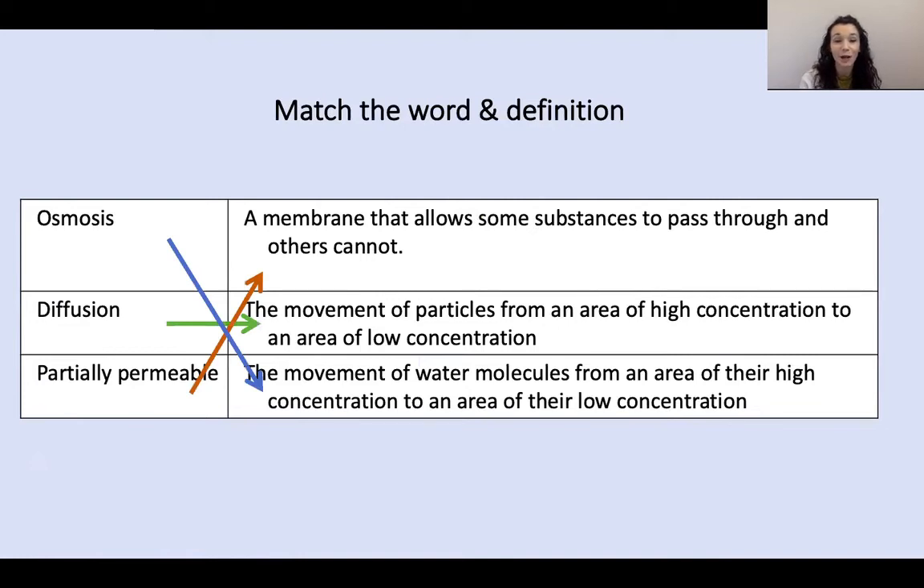Fantastic, well done. So osmosis is the movement of water molecules from an area of their high concentration to an area of their low concentration. Diffusion is the movement of particles from an area of high concentration to low concentration. And partially permeable is a membrane that allows some small substances like water to pass through, but other larger ones like the solute molecules can't. Fab, well done.